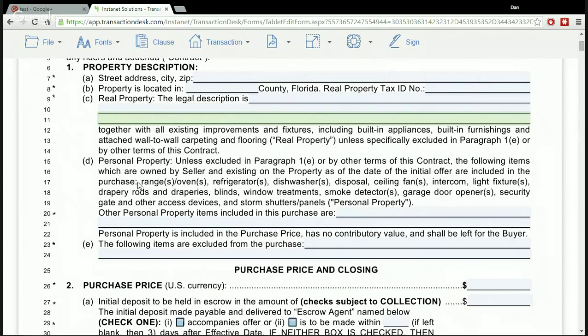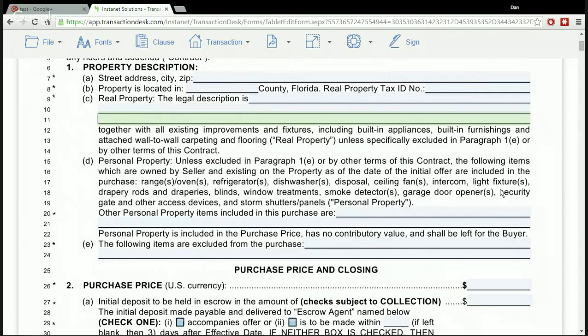Let's go through that. By the way, this is what's included at the property at the time of your initial offer. So any ranges, ovens, refrigerators, dishwashers, your disposal, your ceiling fans, your intercom, light fixtures. Here's a big one that people always fight about: drapery rods and draperies, blinds and other window treatments. Those are huge. I can't tell you how many times the seller thinks they're entitled to them. My aunt sewed me those custom blinds the day I bought my house. They're mine, I'm taking them. Well, unless they're included in paragraph 1E as an exclusion, guess what, Mr. Seller? Those are supposed to stay with the house. Important we know this kind of stuff.